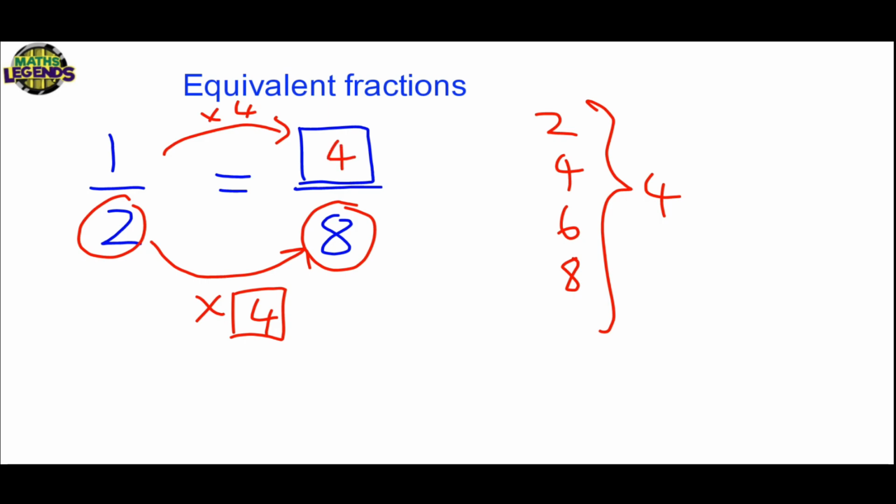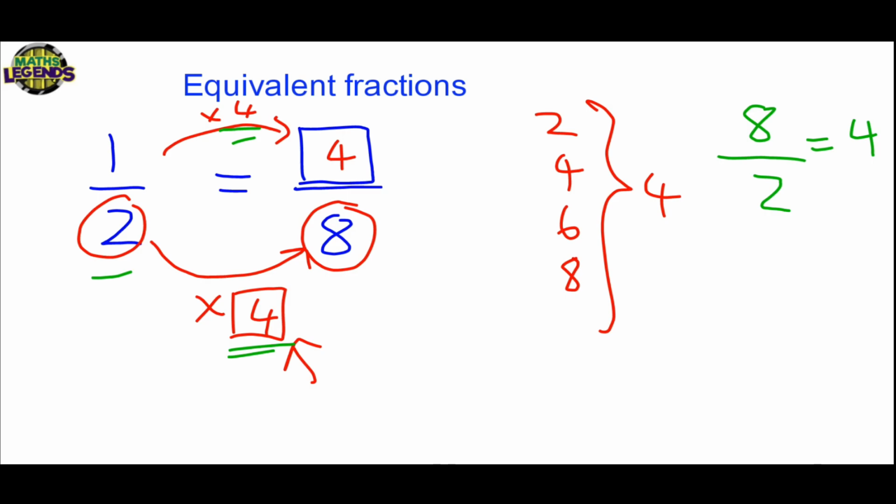Now, another way you can calculate this multiplier is to take the number that you're interested in. So in this case, it's the 8, and divide it by what you're starting off with, which is the 2. So 8 divided by 2 gives you the 4. So here, that is equal to the multiplier we just used, 4.